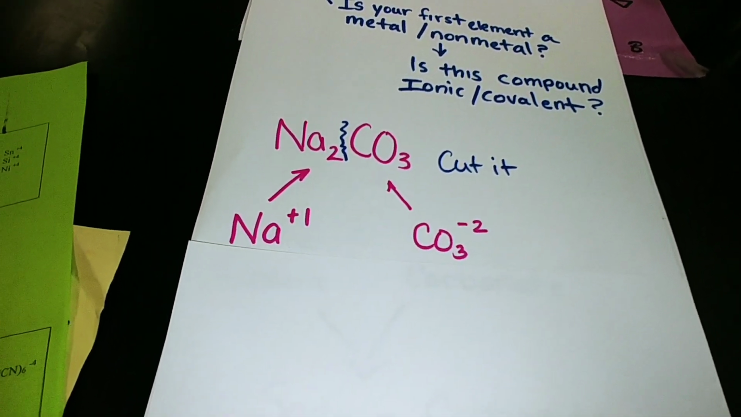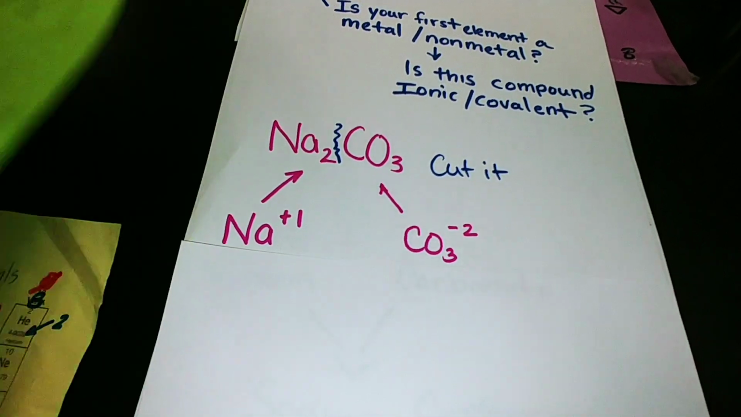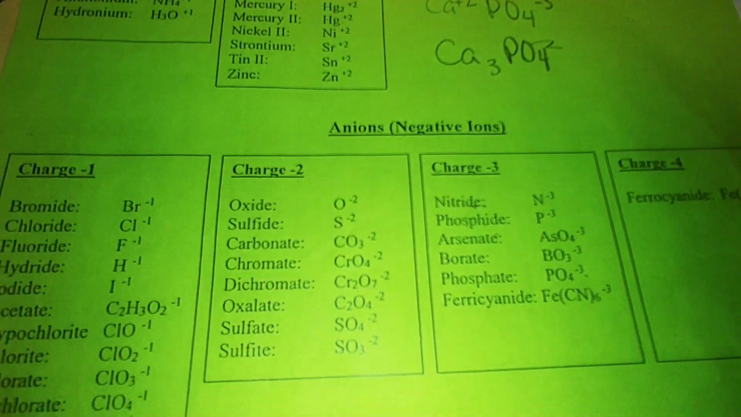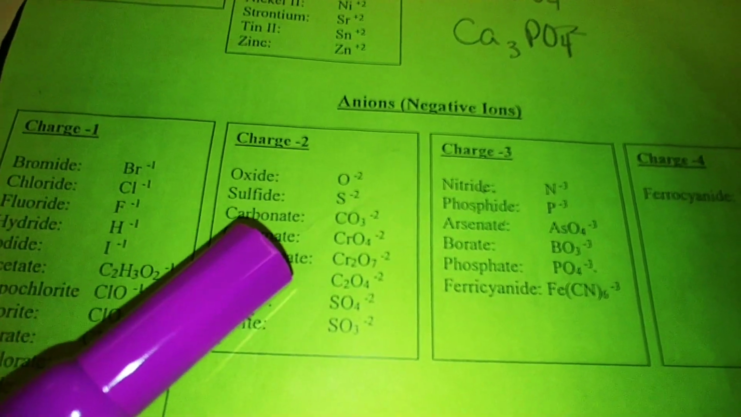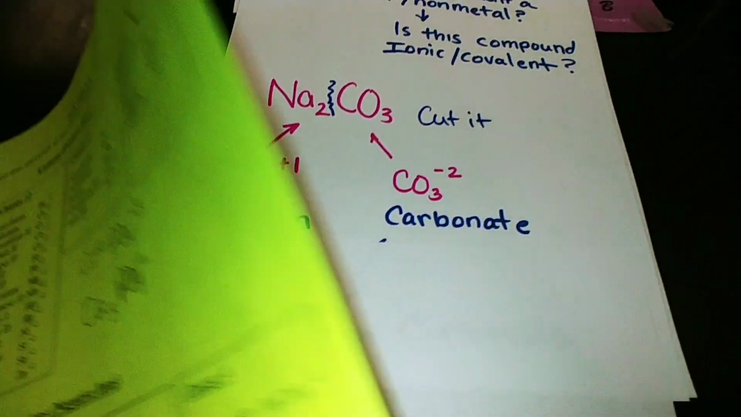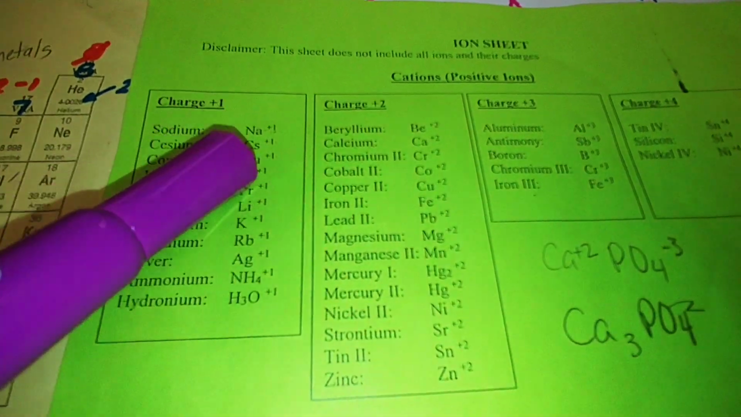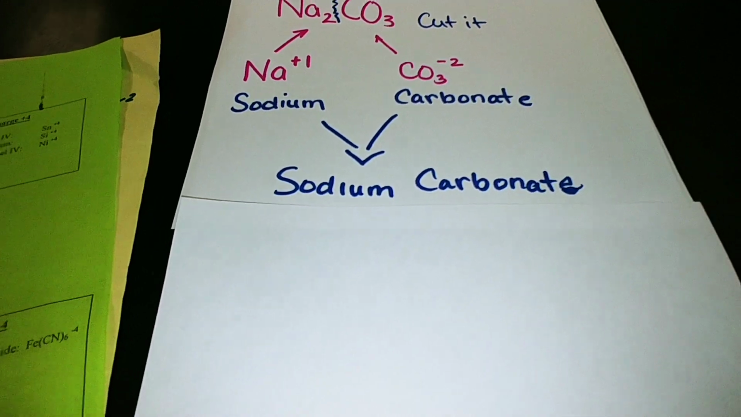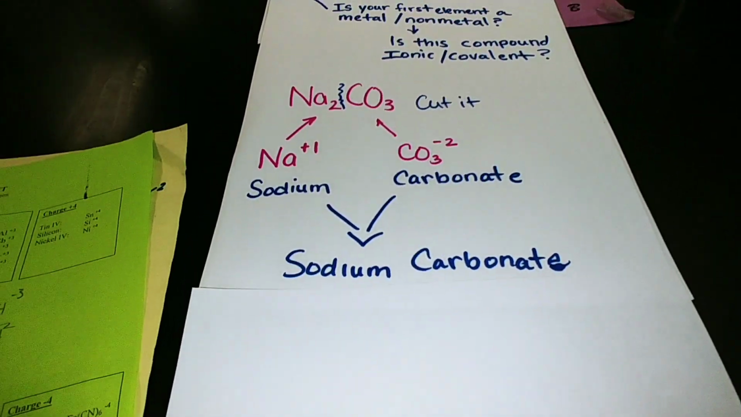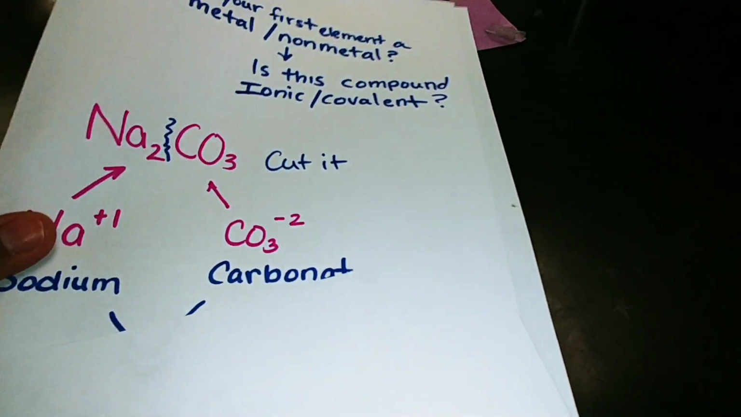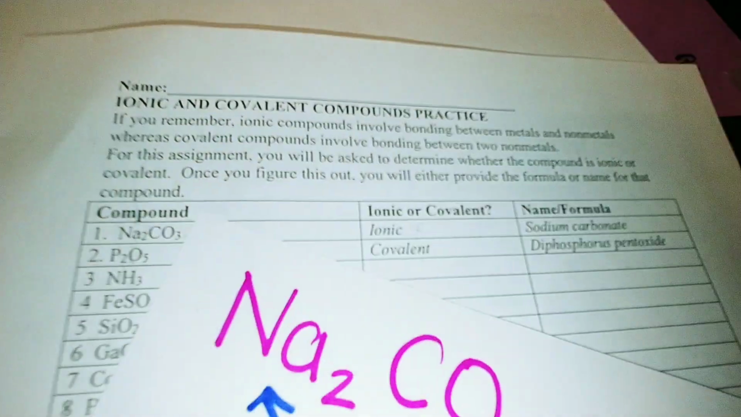If we look at our ion sheet, take a look at the first one. Look up CO3 or anything close to CO3, and that one is carbonate. So we know that the name for the first one is carbonate. If we look up sodium, it'll tell you that it's sodium. Put those two words together, and it's sodium carbonate. So that would be our first answer, as you can see.